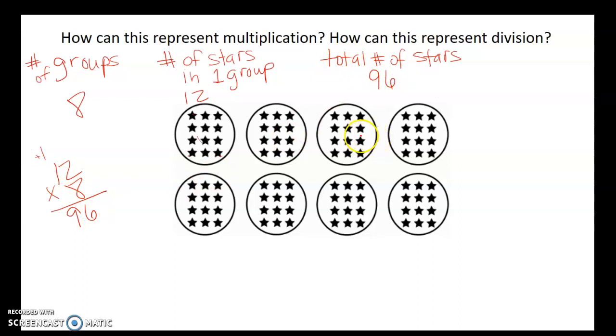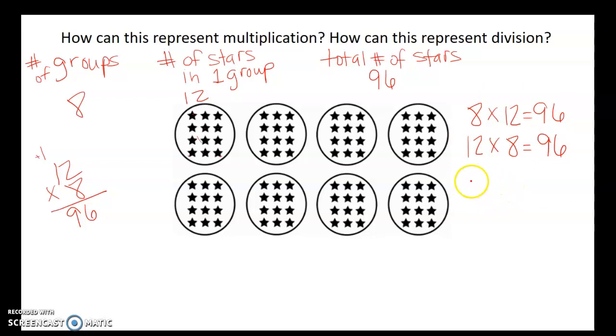So now I can represent it as multiplication and as division. An array can be used for both. So first let's write our multiplication. So we have 8 times 12 equals 96, or the inverse of that, or not really the inverse because we're not doing division yet, but these flipped around backwards would be 12 times 8 equals 96. Now I'm ready to do my division.